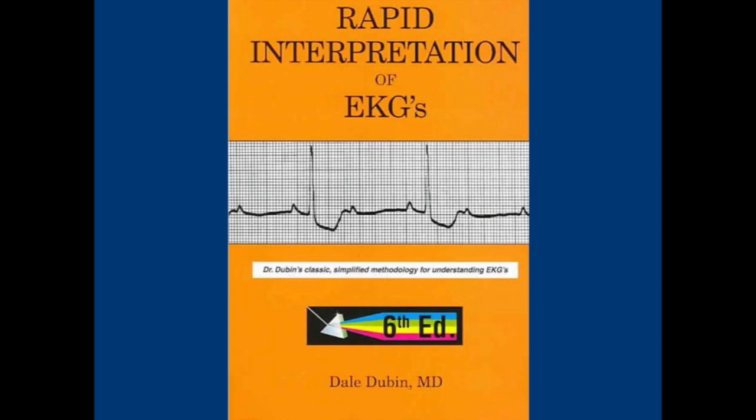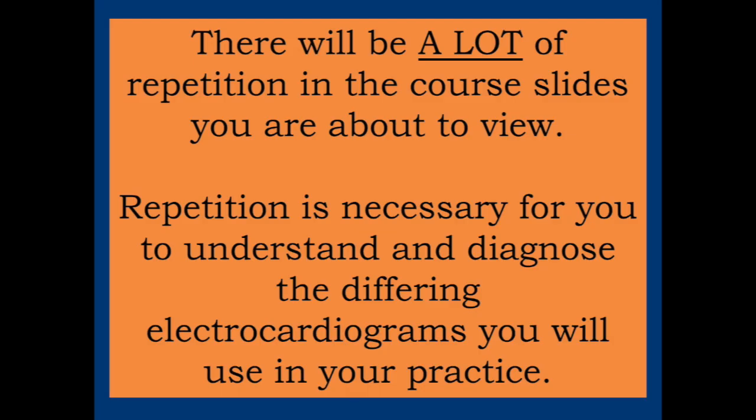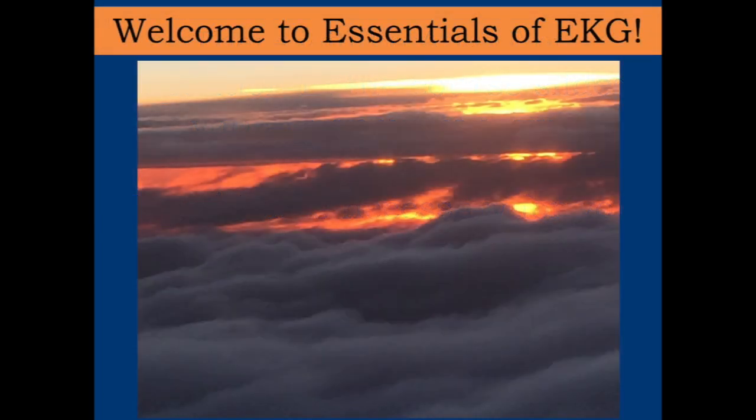I'm going to be using a lot of repetition in the course slides that you're going to be viewing. The repetition is necessary to make sure that you understand and diagnose the differing electrocardiograms that we're going to be looking at. There's a number of different ways to look at it, and we're going to go about a systematic approach. So hopefully this will be hammered into your head, so to speak, so that you understand what it is that we're talking about. Welcome to the Essentials of EKG.